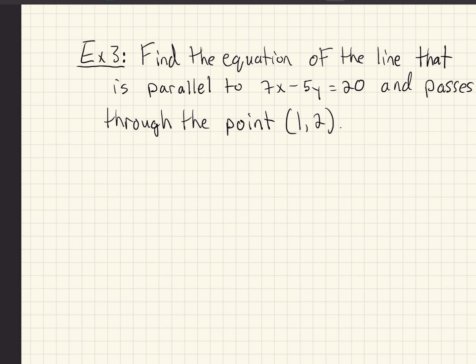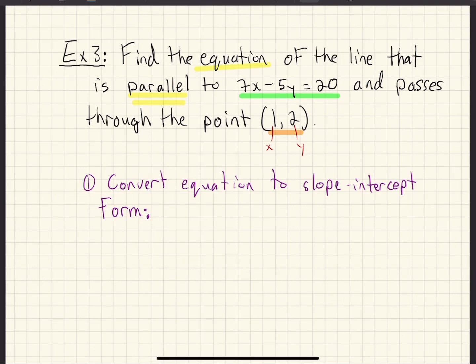For a final question here, we're going to find the equation of the line that is parallel. So we're looking for something that has the same slope to 7x minus 5y equals 20 and passes through point 1 and 2, where of course the 1 is your x value and the 2 is your y value. Okay, so the first thing we're going to do is convert the equation given and highlighted in green to slope-intercept form. And basically what we're doing is we're solving for y.